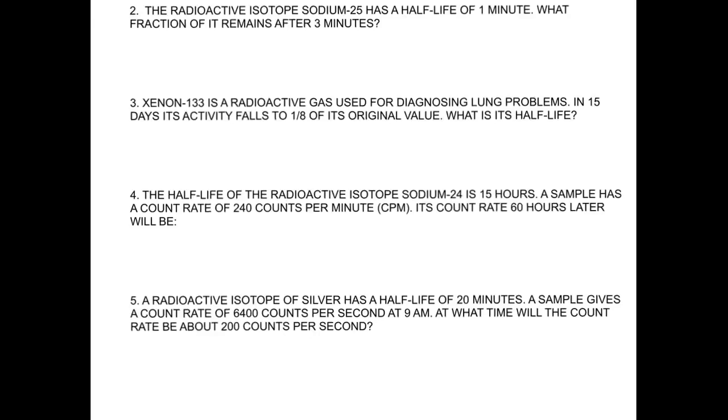Uranium-25 has a half-life of 1 minute. What fraction of it remains after 3 minutes? So what you have to do here is work out how many half-lives have occurred. And because it's 3 minutes and one goes into 3 minutes three times, three half-lives have occurred. And then all you have to do, because you're finding out a fraction, is do a half times a half times a half to find that 1/8 remains after 3 minutes.